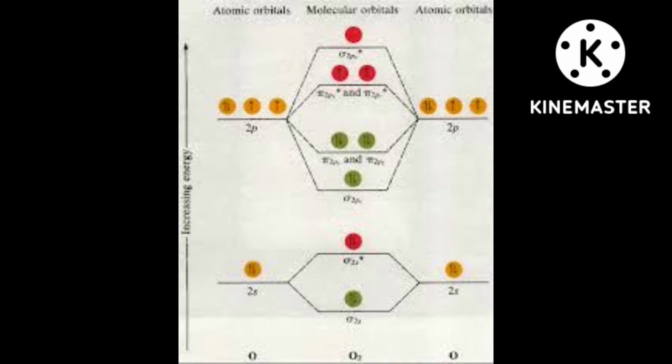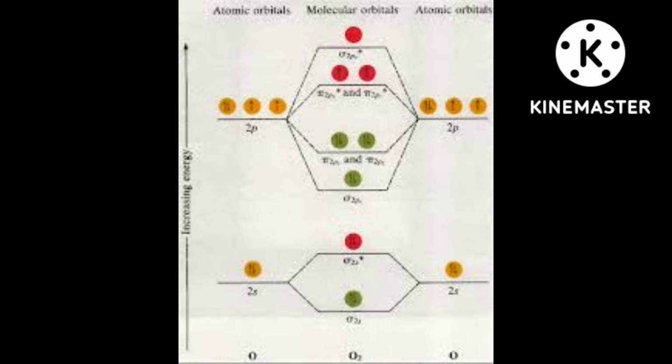Third condition, the combining atomic orbitals must overlap to the maximum extent. They should overlap more. The greater the extent of overlap, the greater will be the electron density between the nuclei of a molecular orbital.